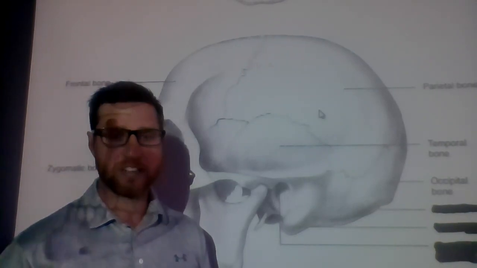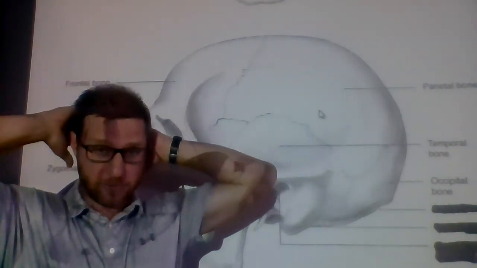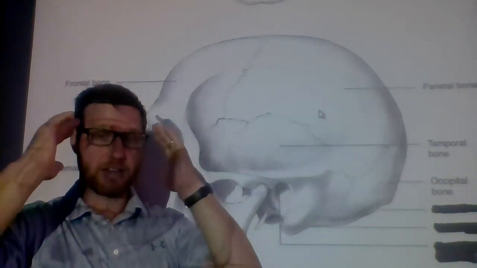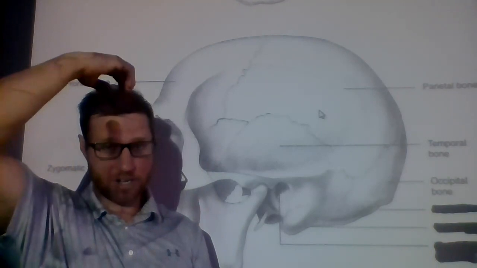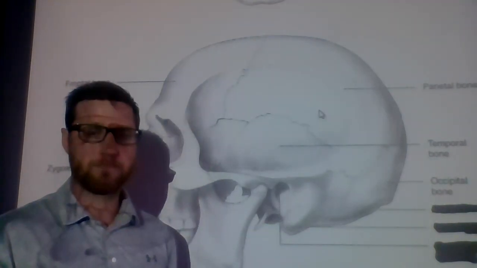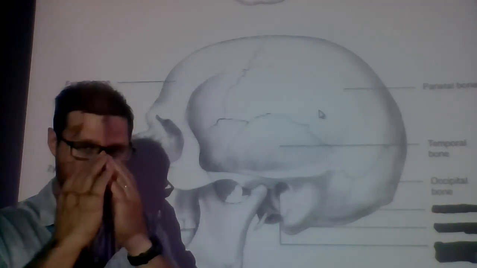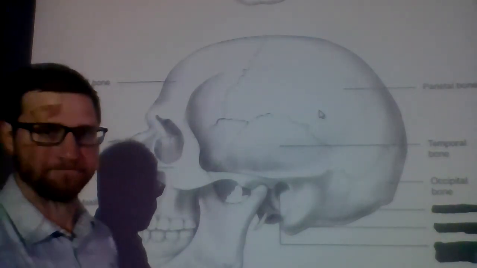So when I'm thinking about my skull, I think frontal, parietal, occipital, and temporal at the side. All right. So frontal, parietal, occipital, temporal, and then you've got the zygomatic, nasal, maxilla, mandible. Good.